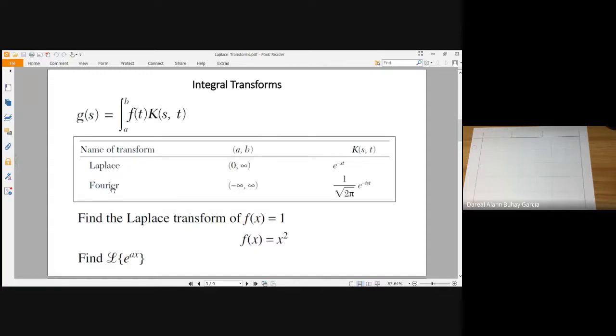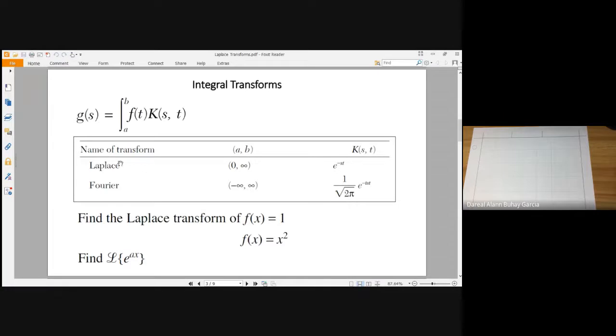Okay? The other one, the Fourier transform. This is its kernel. Okay? So it's a complex transform as you can observe. Its kernel is 1 over square root of 2 times pi times e to the power of negative complex number i, our imaginary number i, times s times t. So that is the kernel of the Fourier transform.